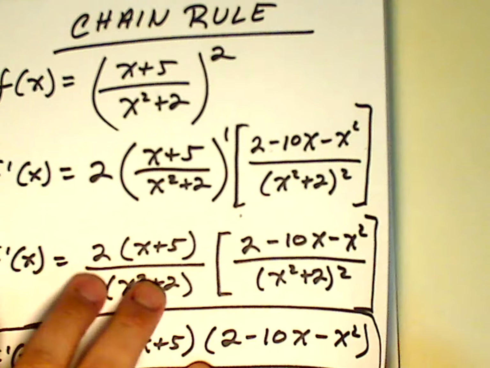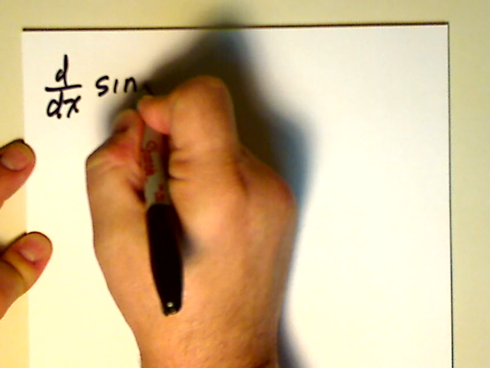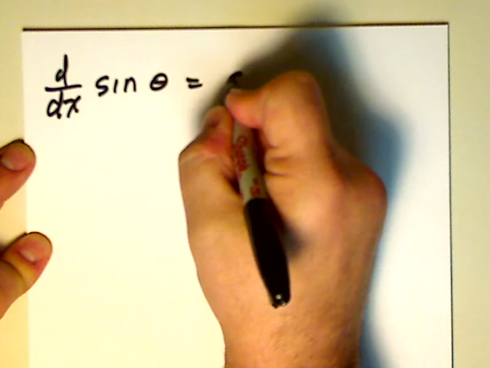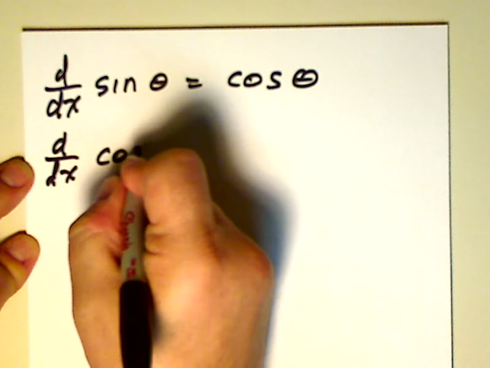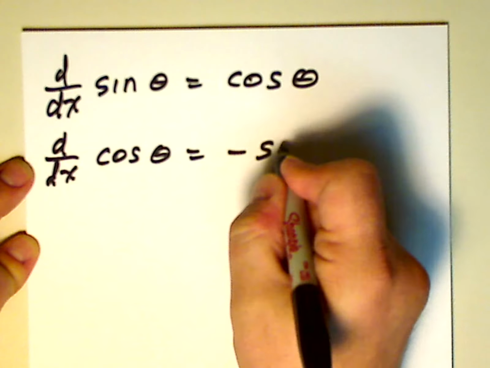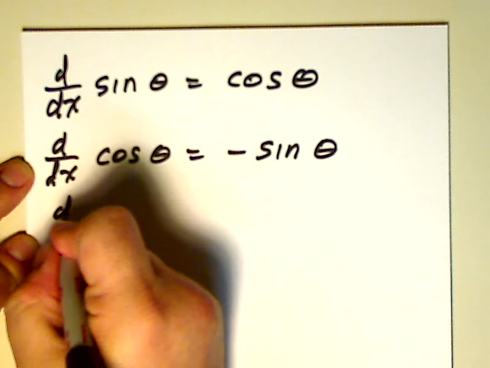Okay, so let's move on to some trig problems. And if you look at the prior video I did, you'll see that I wrote out the derivatives for the 6 primary trig functions. I'll do it again. The derivative of sine theta is cosine theta. The derivative of cosine theta is negative sine theta.